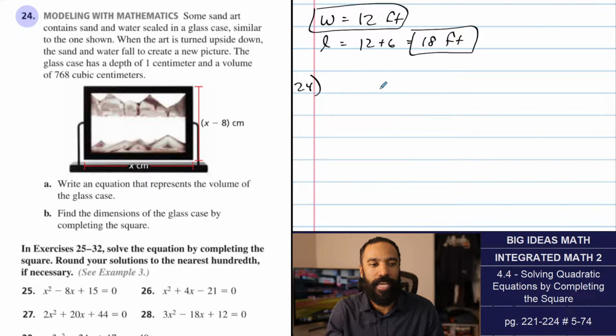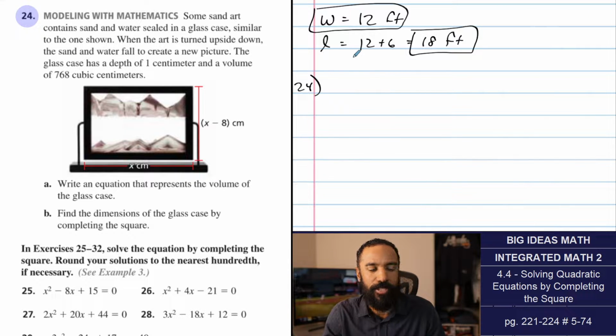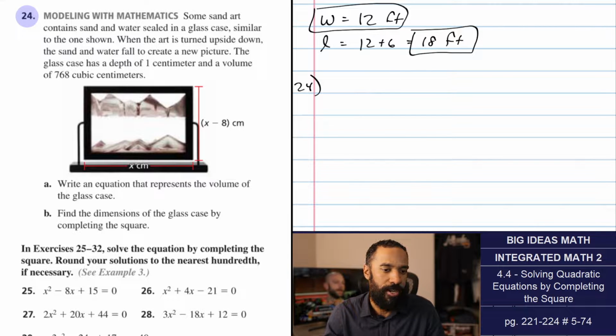Some sand art contains sand and water sealed in a glass case similar to the one shown. I don't see any sand and water. When the art is turned upside down, the sand and water fall to create a new picture. The glass case has a depth of 1 centimeter, which is not shown, and a volume of 768 cubic centimeters, whereas we now have length and width of x and x minus 8 respectively. Write an equation that represents the volume of the glass case.